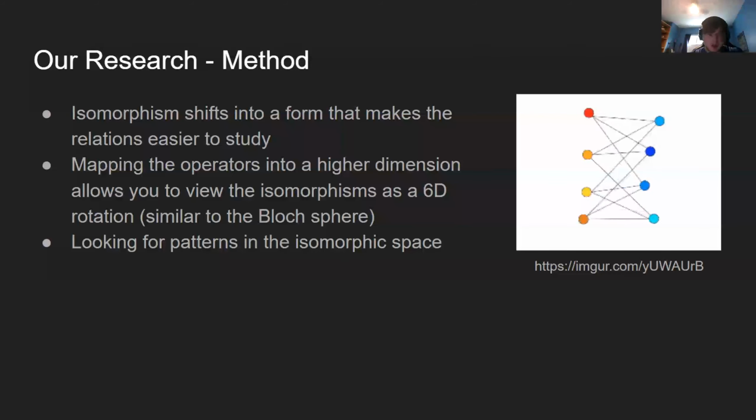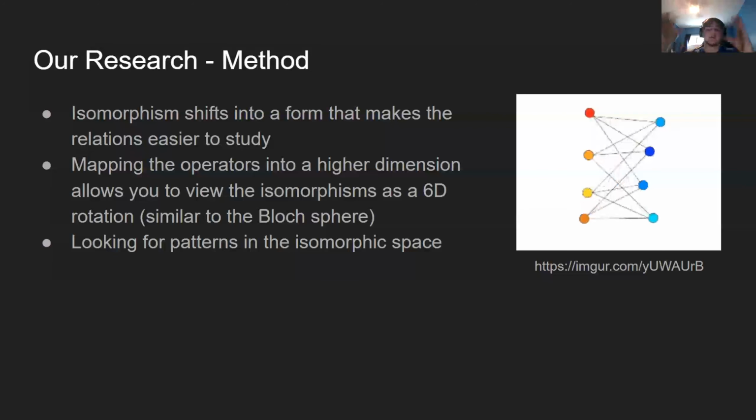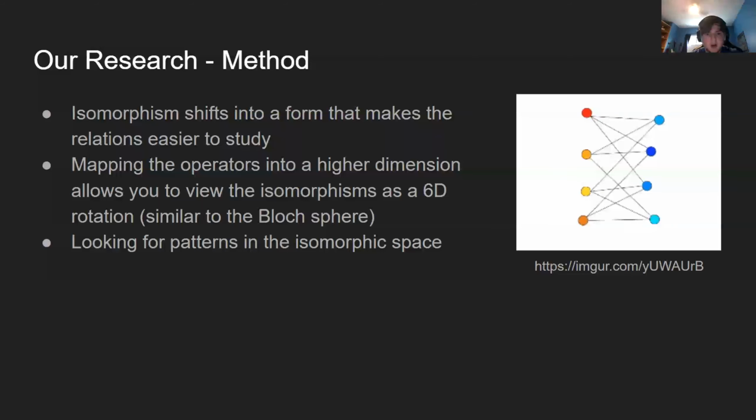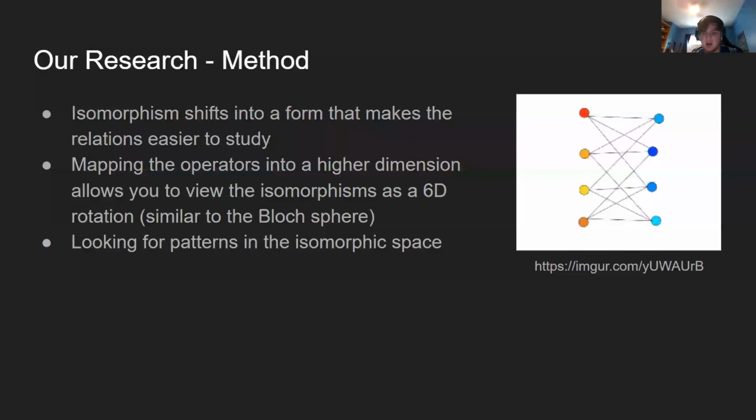And the way we're looking at it is we are essentially taking 2 qubits and 2 qubit operators, and we're looking at them as rotations on the 6-dimensional sphere. So similar to the blocks here, a little harder to visualize, but the same idea. And essentially what we're trying to do is look for patterns in those rotations, look for patterns in that isomorphic space. And that is the basis of how we're going to analyze our circuit construction.